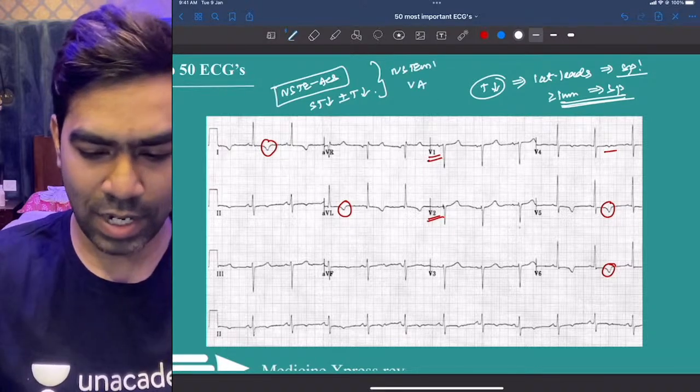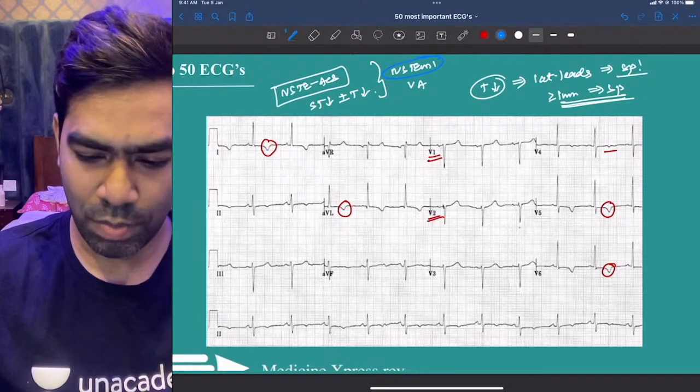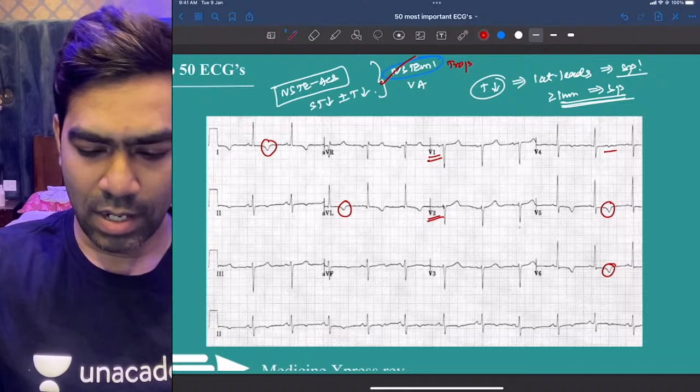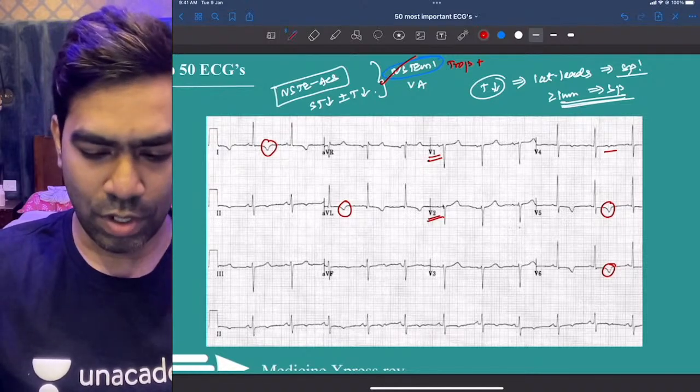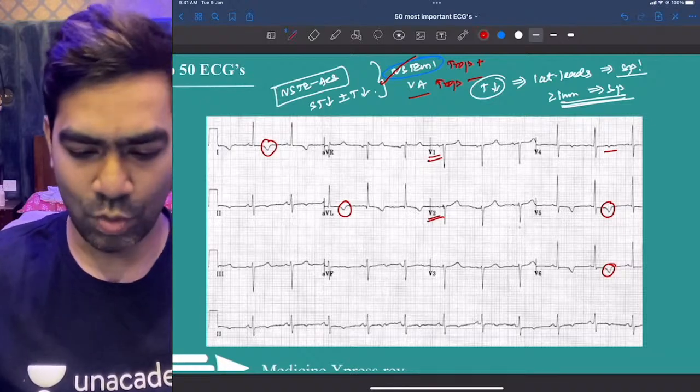And how can you differentiate between NSTEMI and unstable angina? It is based on the troponins. If your troponins are positive, it is going to be NSTEMI. If it's troponin negative, then you can diagnose unstable angina in this situation.